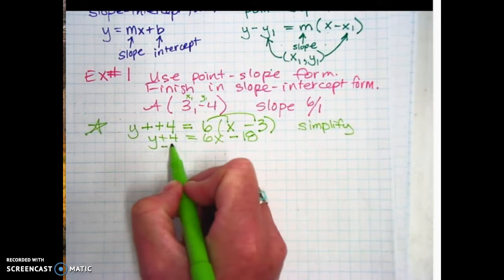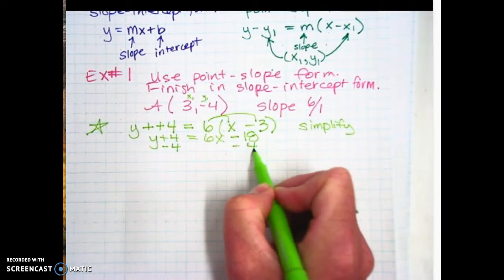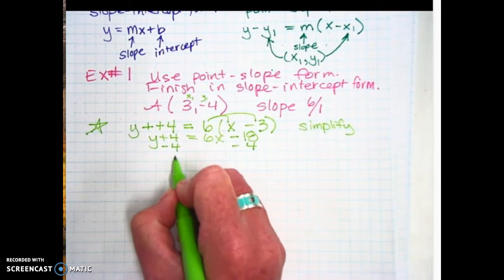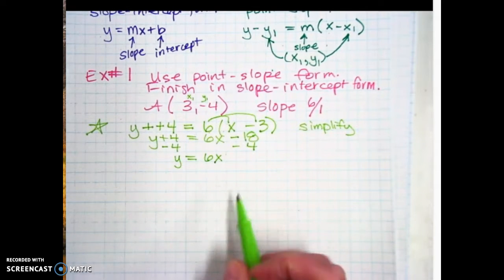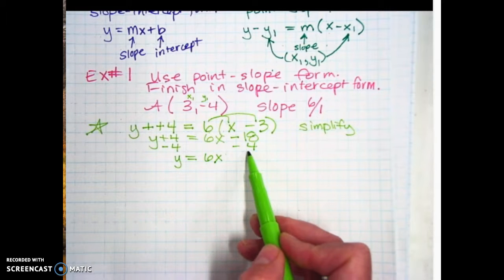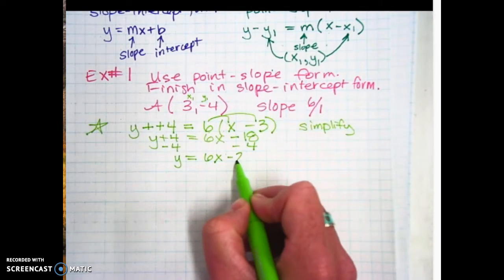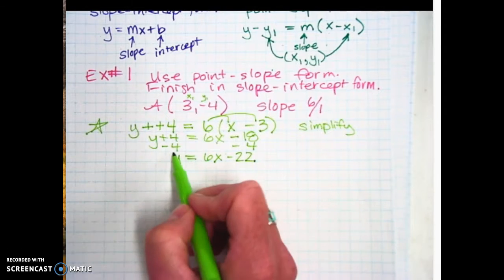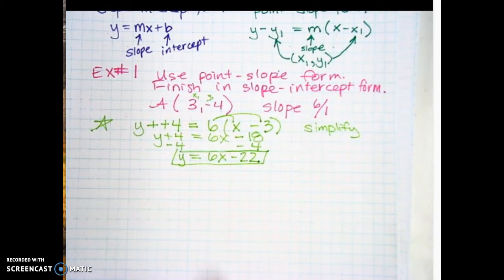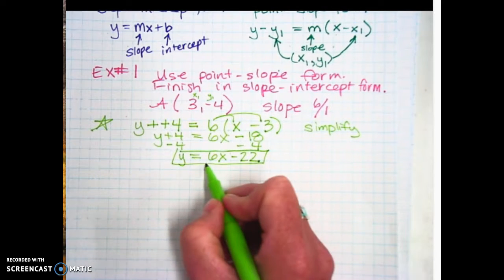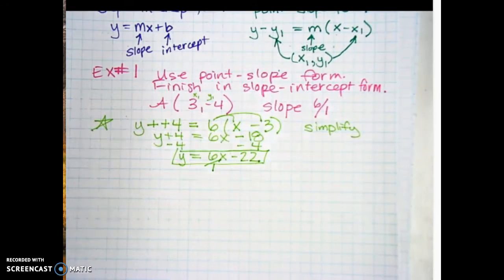Subtracting 4, right? So we're going to subtract 4 from both sides. That leaves us with y on the left, and 6x, negative 18 minus 4 more, you end up at negative 22. Okay? So now it's in slope-intercept form, and it's ready to graph. You can even put a 1 in the denominator of that 6 if you want. All right, any questions on example number 1?